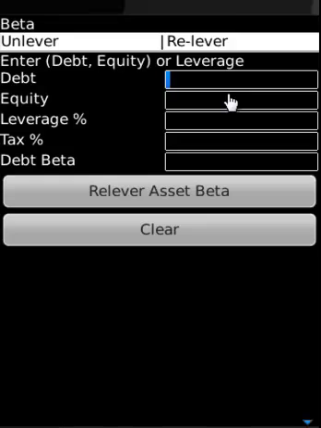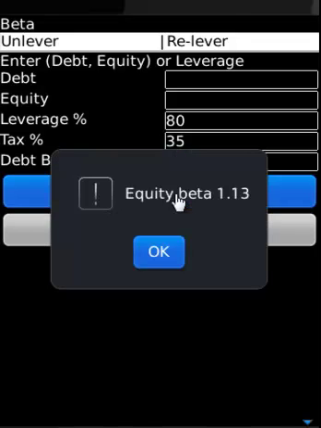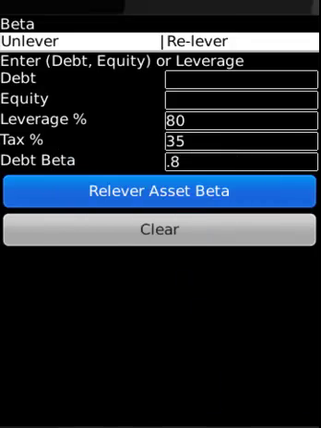And now we want to re-lever. So we can either enter the debt or equity or leverage. So we are entering the leverage. Tax rate is 35%, beta is 0.8, and now re-lever. So this is the equity beta.